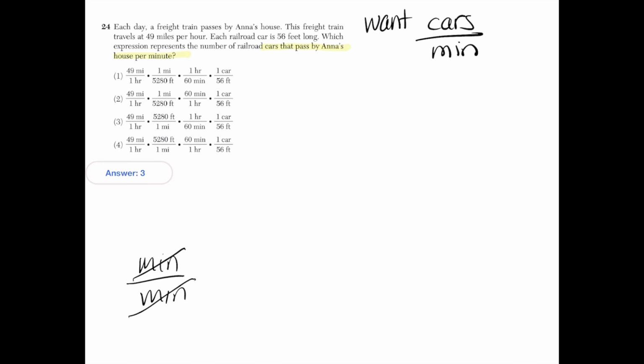Now, with dimensional analysis, we're doing a lot of our work where you just have to remember, if you have the same rate or unit in your numerator and denominator, they can become 1. So if I have minutes over minutes, we say cancel out, but it's just because they become 1. So in this case, we have Anna and the train, and we want to know which expression shows the railroad cars that pass by per minute. So I want cars per minute. That's the form we want.